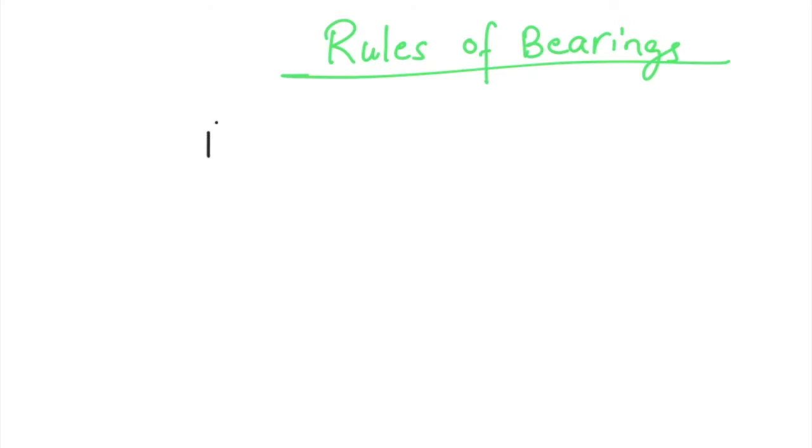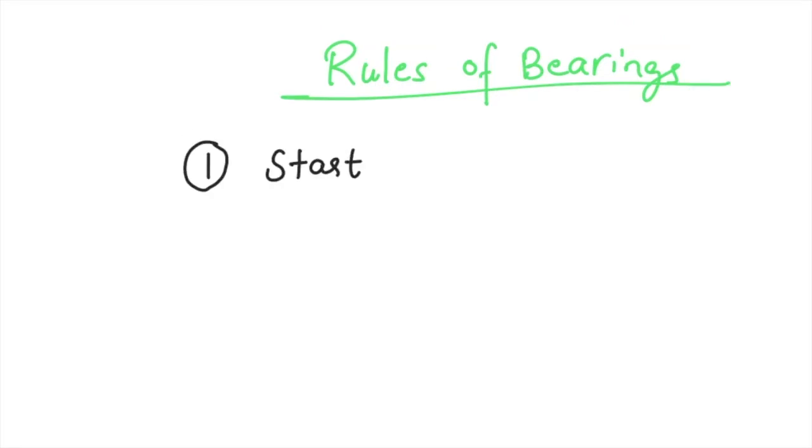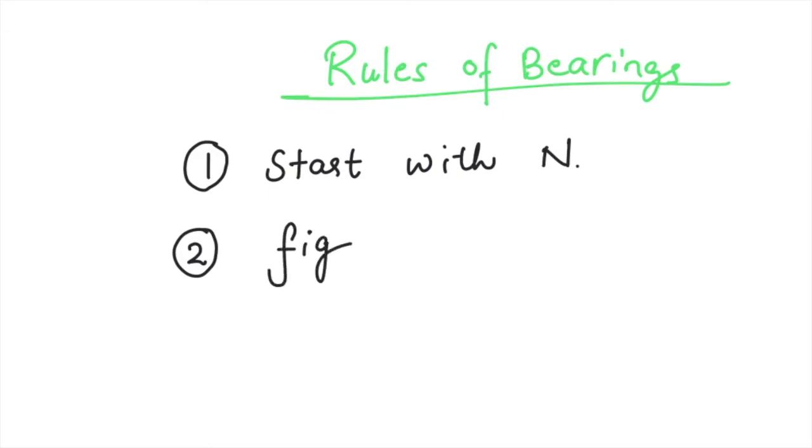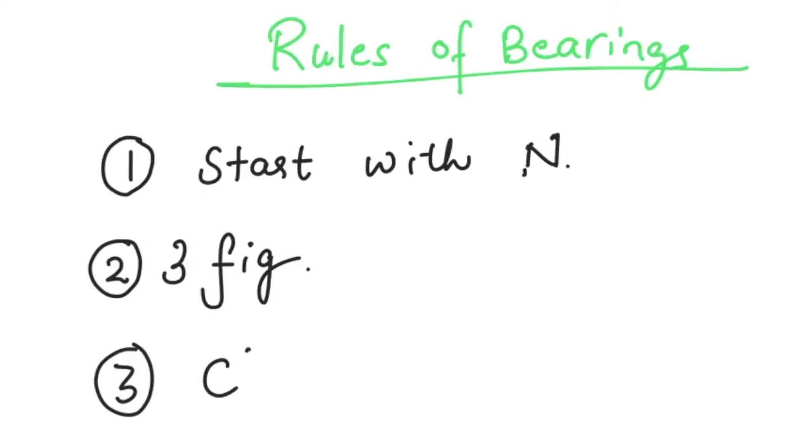First rule is start with north. Second rule is bearing always needs to be in three figures. And third, bearing is to be clockwise. So we need to follow these rules. I will teach you how to apply them.